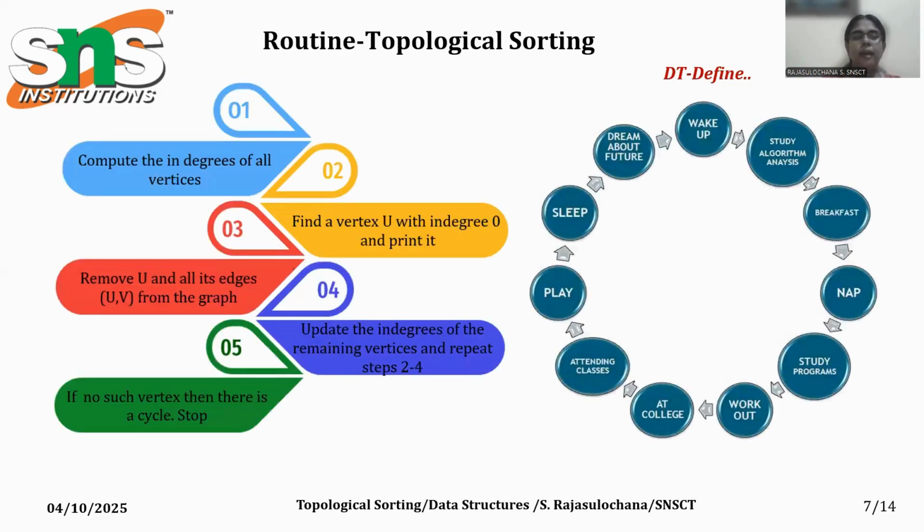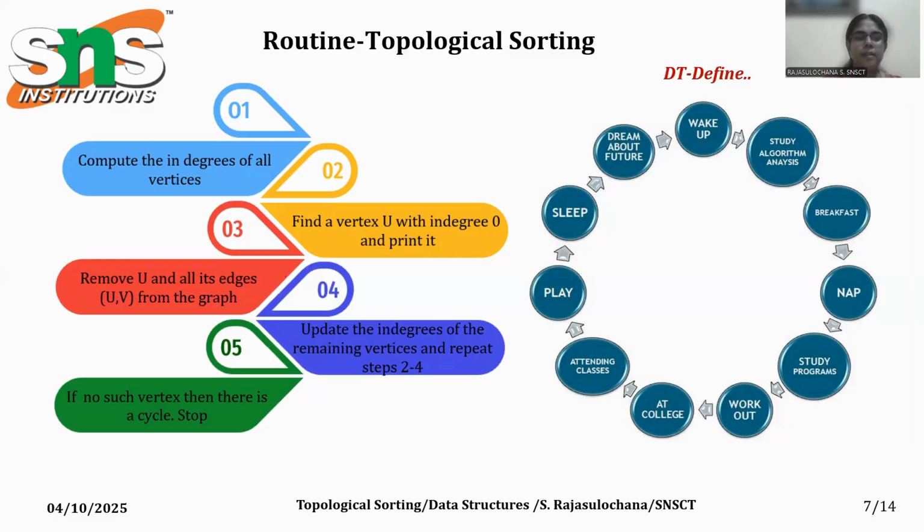Now let us see how to calculate the topological order for a given graph. First step is to calculate the in-degree of all the vertices. So what is in-degree? It is the number of incoming edges towards a particular vertex. Next, you have to find a vertex whose in-degree is 0, and that particular vertex has to be printed in the topological order. So that will be the first vertex in the topological order.